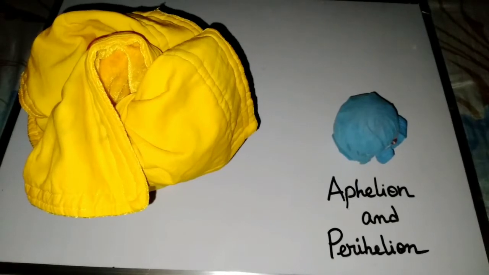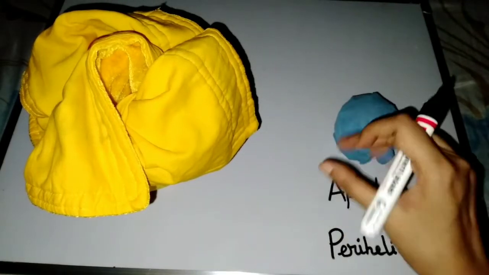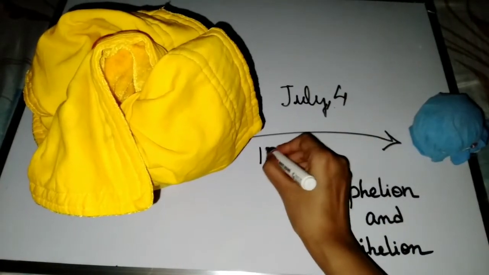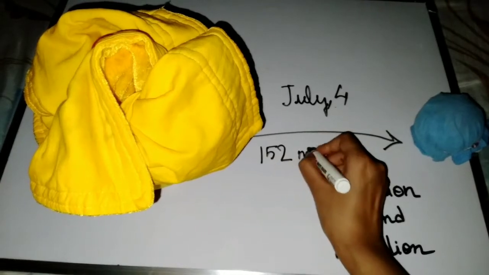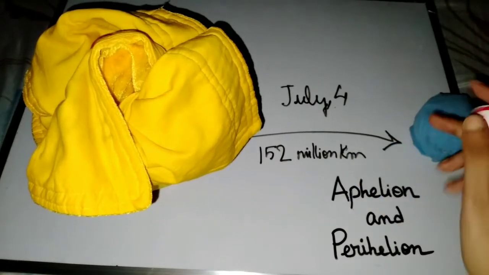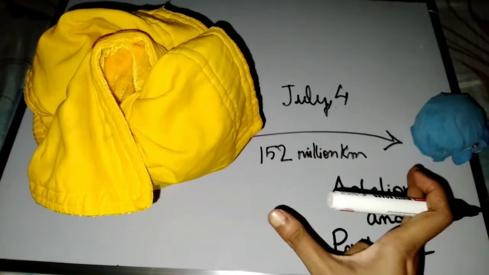We already know that the Earth revolves around the Sun, 365 days in a year. Now, when the Earth revolves around the Sun, it has the farthest distance from the Sun on July 4th, and the distance between the Sun and the Earth is about 152 million kilometers. That means every year on 4th July, the Earth and the Sun have the furthest distance between them.